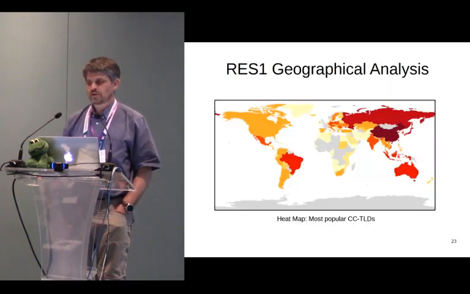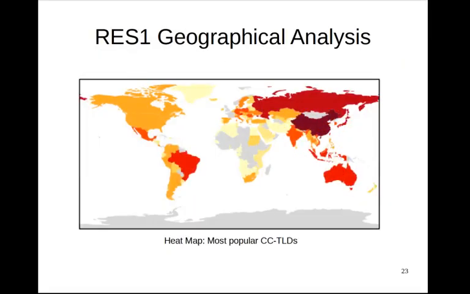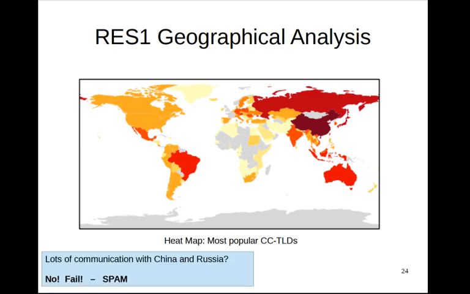I also did some geographical analysis. So I just looked at all the top-level domains, all the ccTLDs, and figured out where they were all going to. So this is actually a log-scale heat map, basically. And so Residence 1 spent a whole lot of time talking to China and Russia and Australia and Brazil, and I have no idea why.